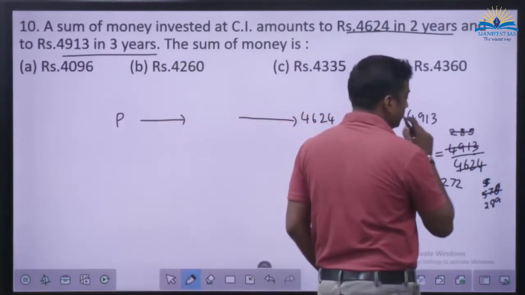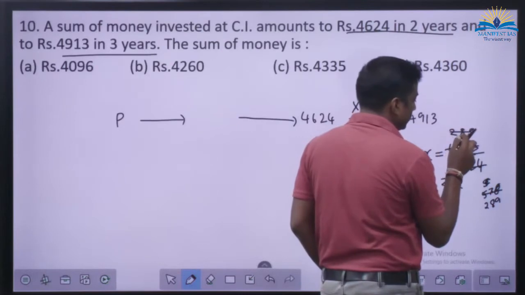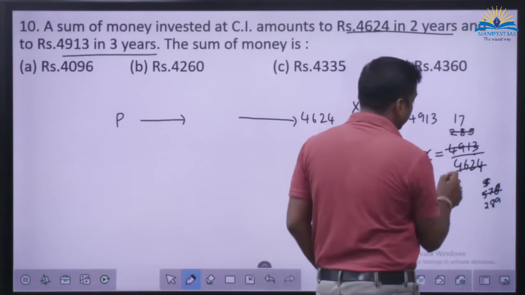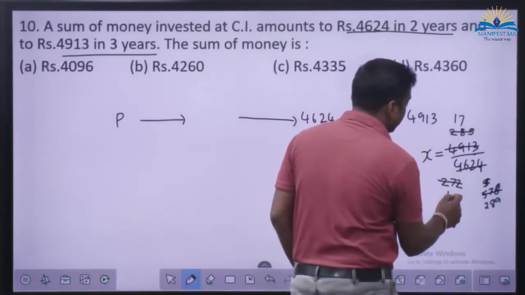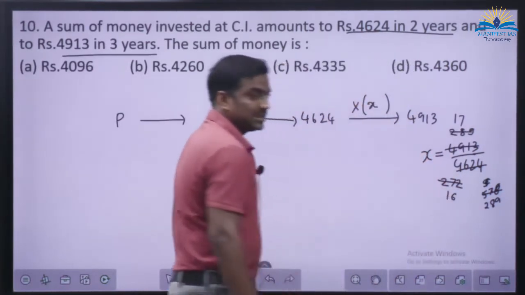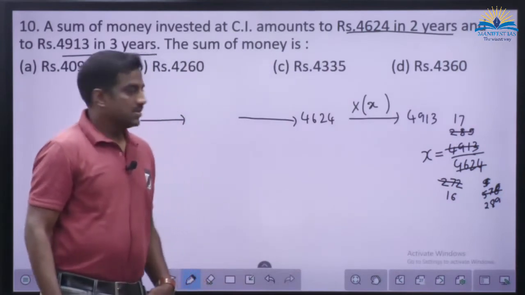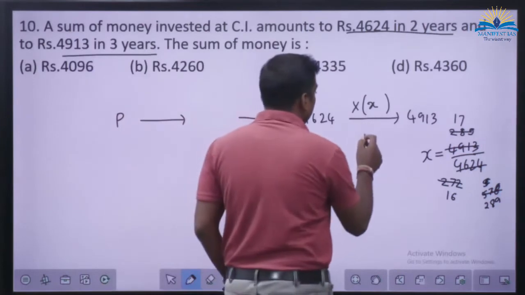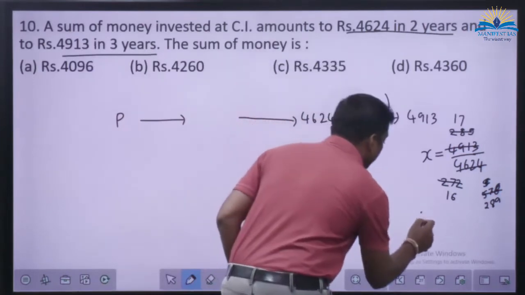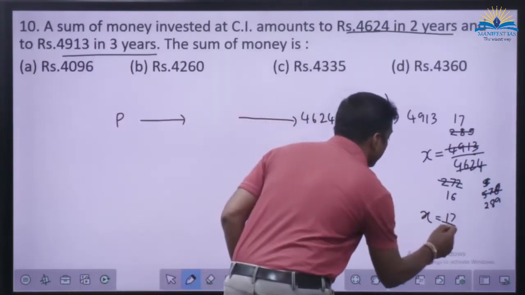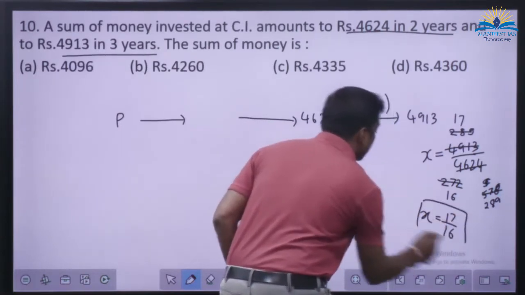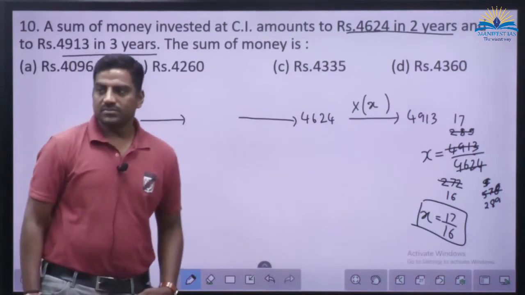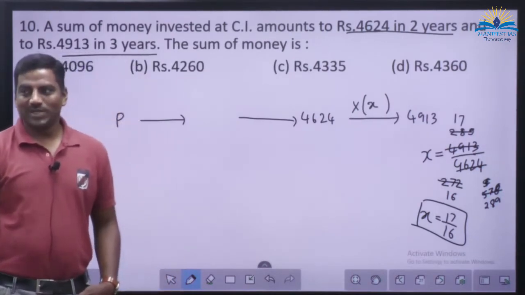So 17, what? 17 seventeens are, here 17 ones are 17, then 17 sixes are. Yes? 17 ones are 17, 17 sixes are. So this multiplying factor is 17 by 16. Multiplying factor is 17 by 16. It is not that easy, okay?